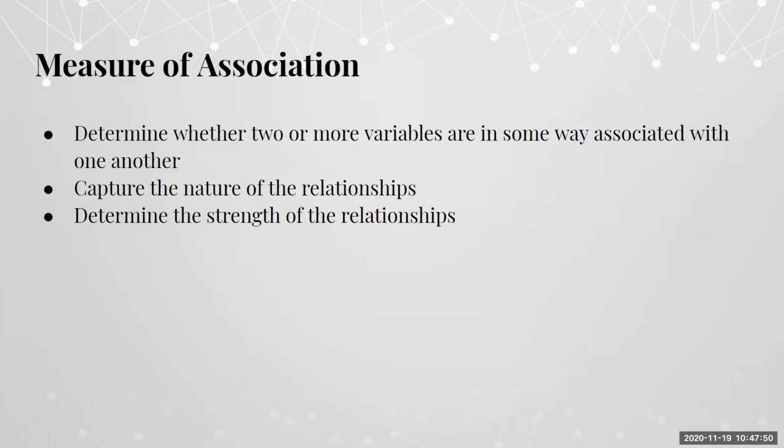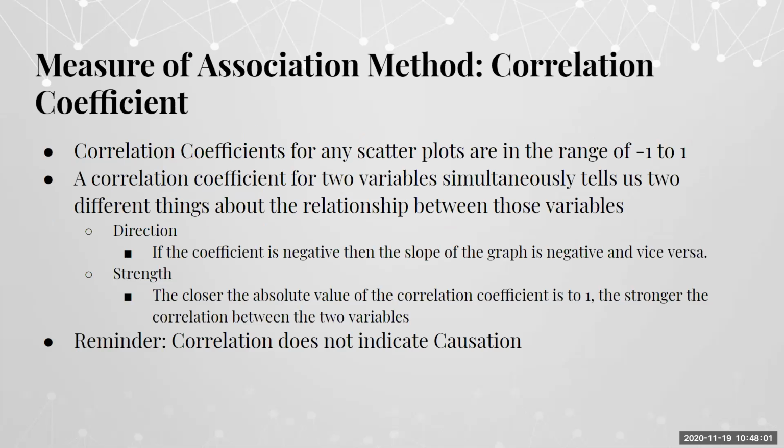The next type of measurement is the measure of association, which determines whether two or more variables are in some way associated with one another. It helps us to capture the nature of the relationships and determine the strength of the relationships. We can measure association using the correlation coefficient. Correlation coefficients for any scatter plots are in the range of -1 to 1.